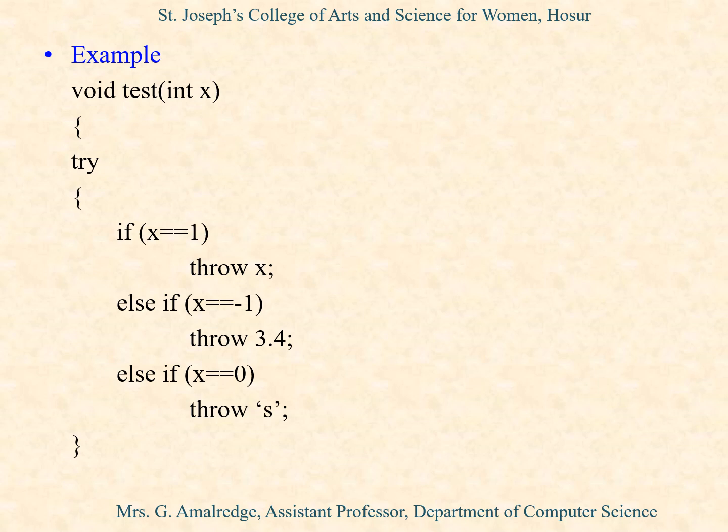Here is an example program for multiple catch statements. In this example, we are creating a function called test with one argument x. In the try block, we are going to check the value of x. If the value of x is equal to 1, it throws the value x. If the value of x is equal to -1, that is a negative value, it throws a float value. If the value of x is equal to 0, it throws a character value.